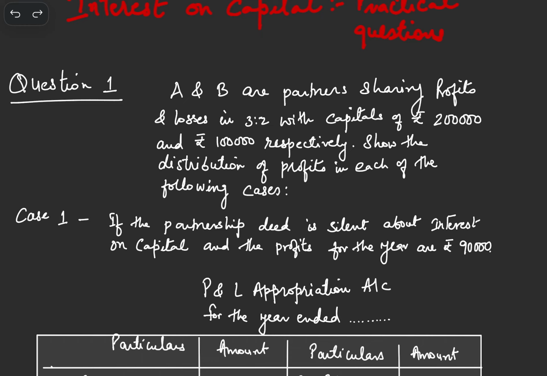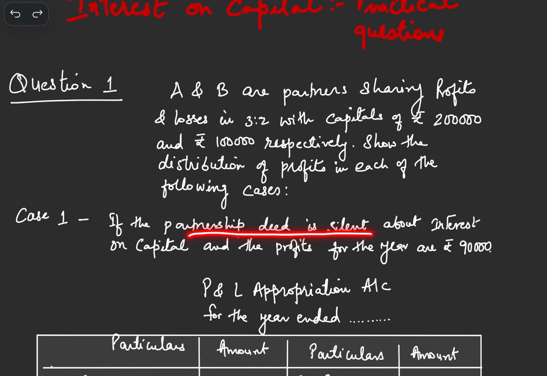if the partnership deed is silent about interest on capital and the profits for the year are rupees 90,000. Please check that we are being asked to show the distribution of profit, and it is being connected with interest on capital also. So when we have to show the distribution of profit, we need to prepare the P&L appropriation account. And we have to decide whether interest on capital, which is being given in this case 1, is to be treated as charge or appropriation.